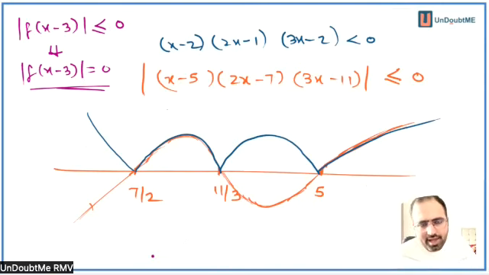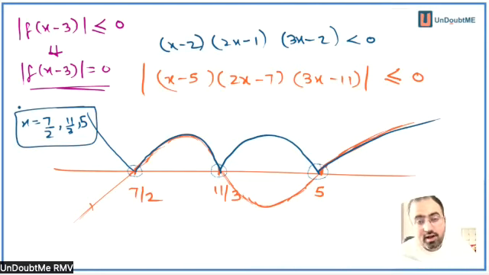So mod can have 0 value will be the solution because we are looking for less than or equal to 0. So that's why 1, 2, and 3. These are the solutions. So there will be no region for this. There will be no inequality. Rather, the answer will be x is equal to 7 by 2, 11 by 3, and 5. That is the answer for the last part.